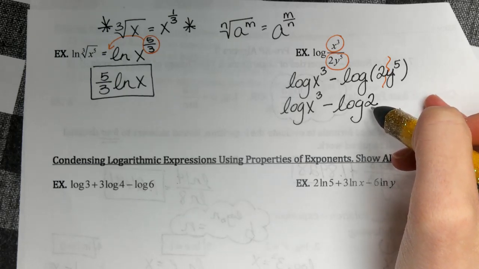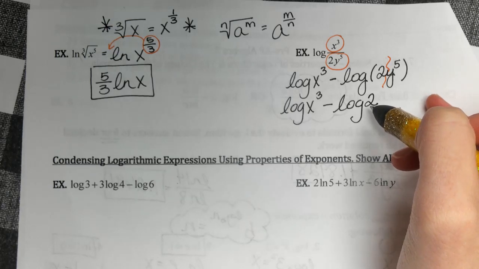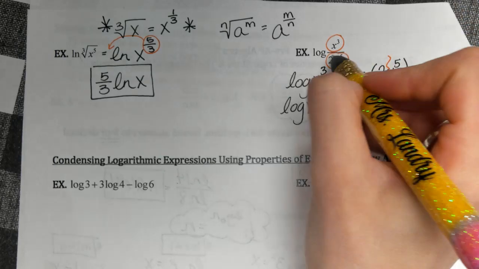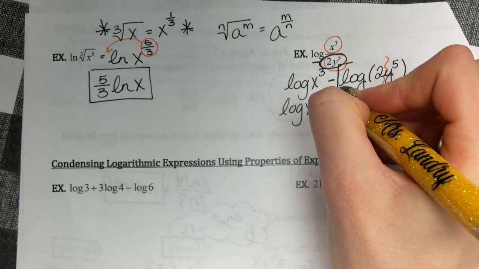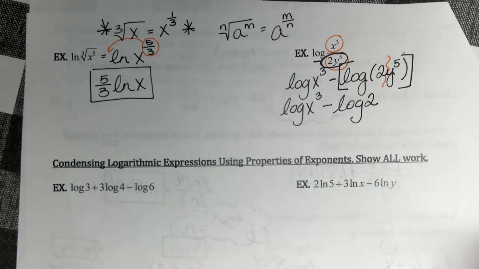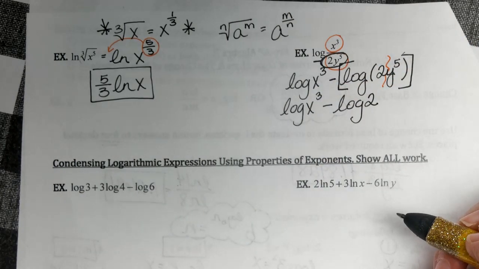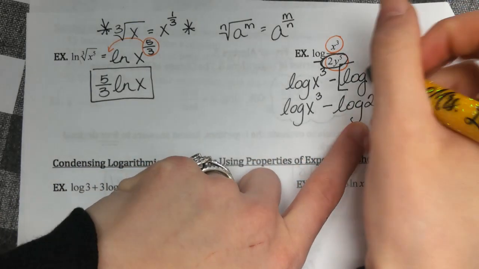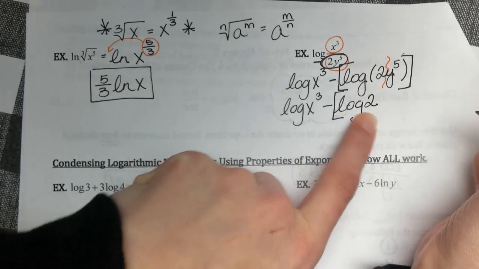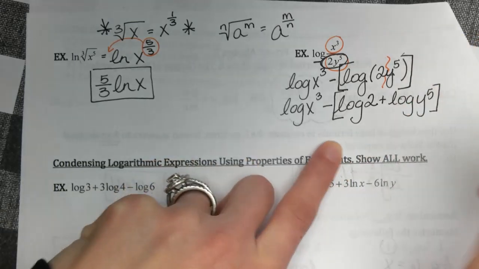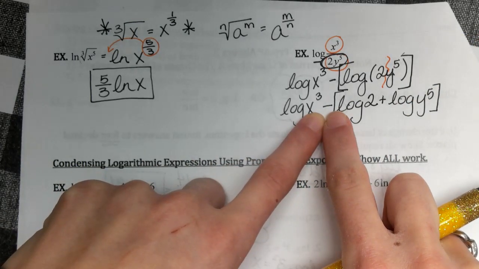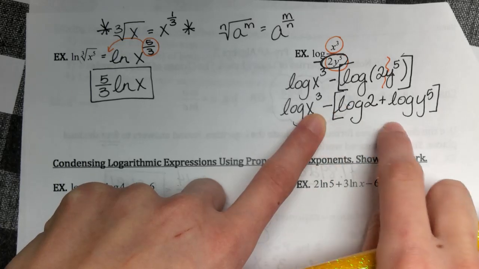So plus means it would be where? In the numerator. So what you're doing is you're subtracting the entire thing, right? So you're subtracting this. So if you are thinking plus, then what's happening is you're subtracting log of 2 plus log of y to the fifth. But what am I doing essentially with this minus? I'm going to have to distribute it.